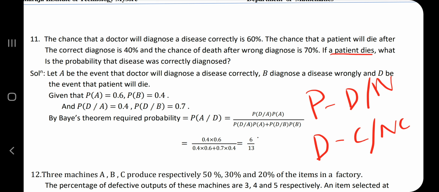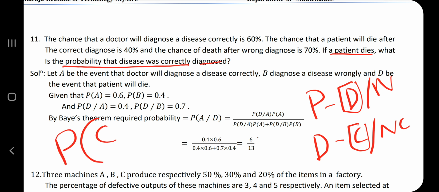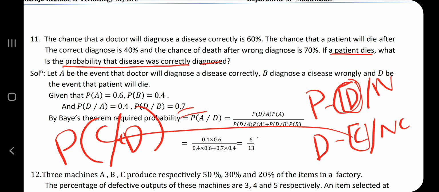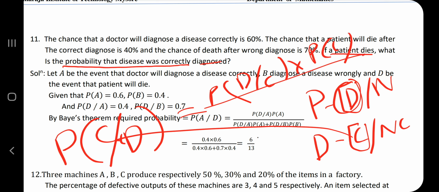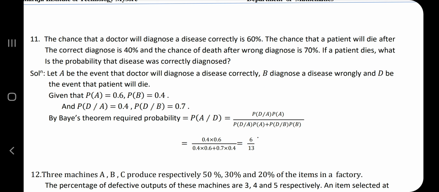What they are asking: if a patient dies, so circle this one. What is the probability that the disease was correctly diagnosed? They are asking this one: the probability that a disease is correctly diagnosed, given that a patient dies. P of C by D is what we want to know. If you know the formula, you can easily get it. We need P of D by C into P of C, divided by the two possibilities of this one and this one. That you have to write. Based on the formula, you can easily write it. The same thing they are also doing.